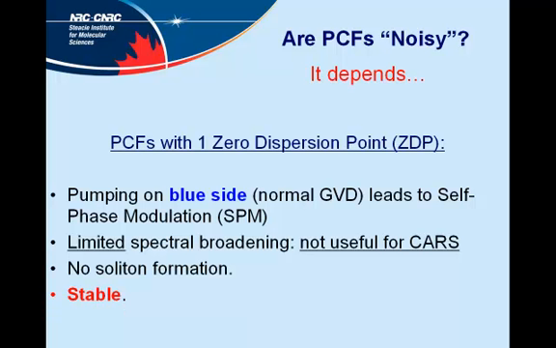So if you have a photonic crystal fiber with one zero dispersion point, and if you pump on the blue side of that zero dispersion point, you can get some pulse broadening. In the usual way, you get self-phase modulation. But the spectral broadening is very limited, and it is not sufficient to generate the second color that you need for CARS. For example, you could never generate the bandwidth you need to look at CH or OH or something like that. So you don't get soliton formation in this case, and you get a very stable output because it's just all SPM. But it's not useful for our application.